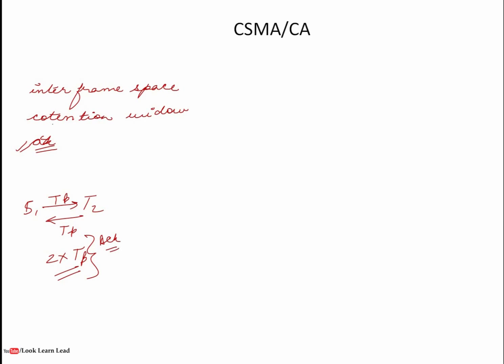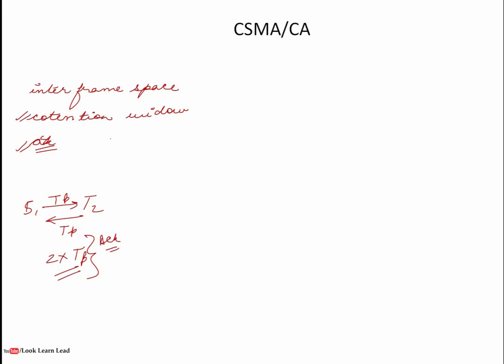I'll tell you what contention window is. I should have told you before. Contention window, and third is acknowledgement, ACK. Acknowledgement we all know. S1, S2 want to send data. If the propagation time is TP and the return time is TP, the total time is 2 into TP. The acknowledgement should be received within this time. This is the time to receive acknowledgement.